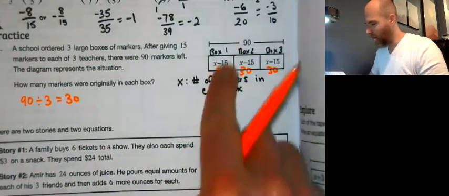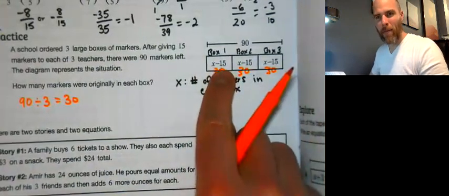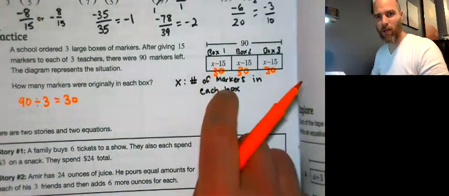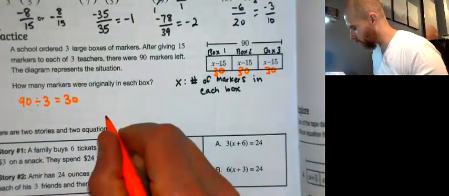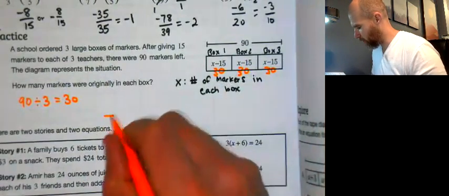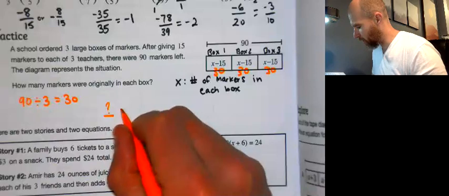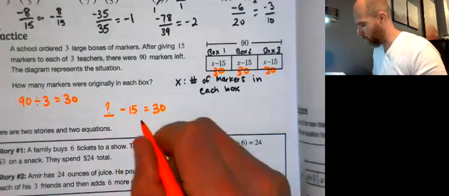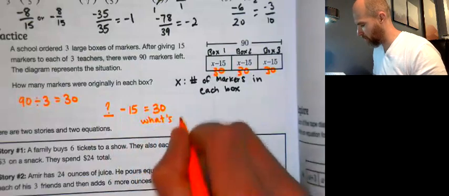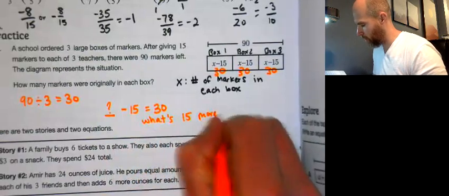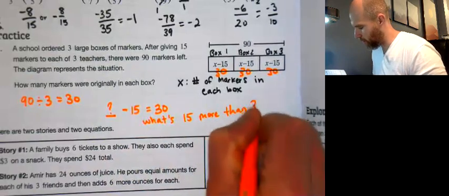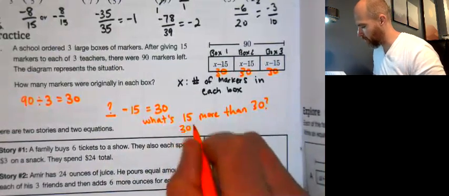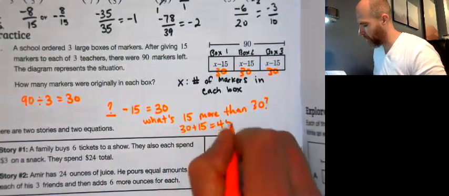And so we could make our own little mini equation from this. We could make an equation that says X minus 15 equals 30, right? Or some number that we don't know. So it's like question mark minus 15 equals 30. So in other words, what's 15 more than 30? Well, we get that by doing 30 plus 15, right? 30 plus 15 equals 45.